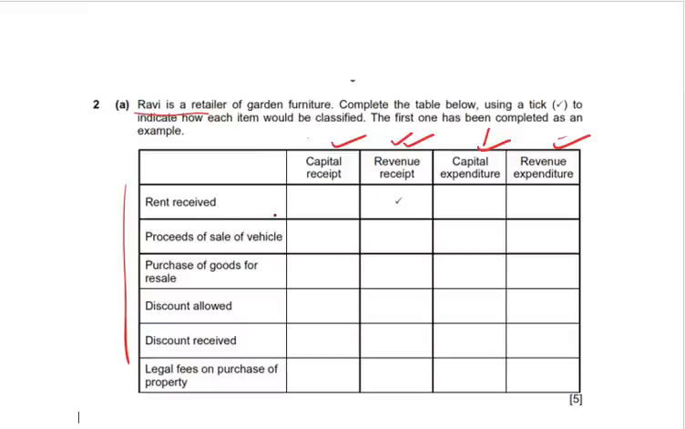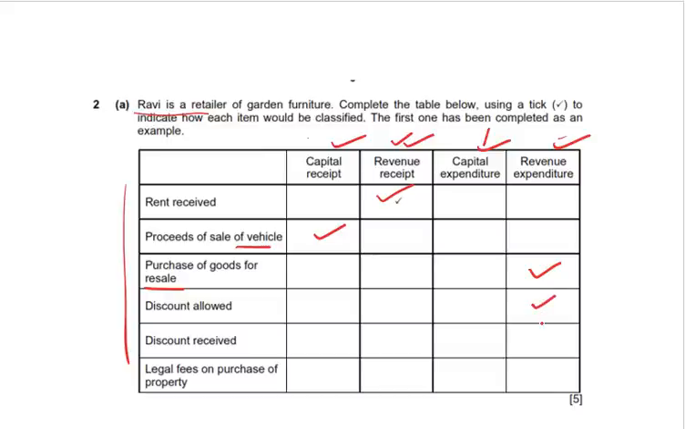The first one is done for us. Rent received, yes, it is a revenue receipt. Proceeds from sale of a vehicle: it's a non-current asset, so capital receipt. Purchase of goods for resale is money going out. It's an expenditure, but it's for goods for resale, so revenue expenditure. Discount allowed, expenditure, it's a revenue expenditure.